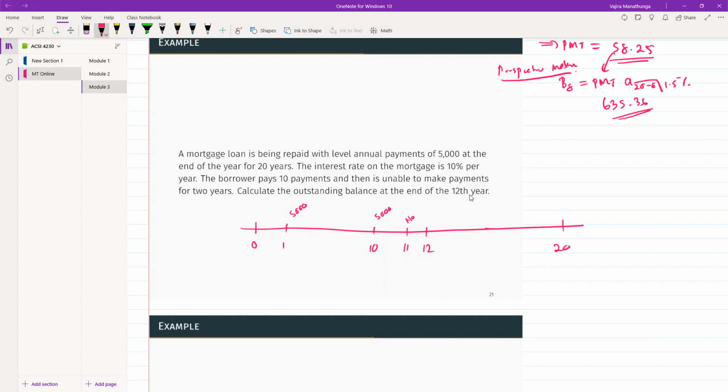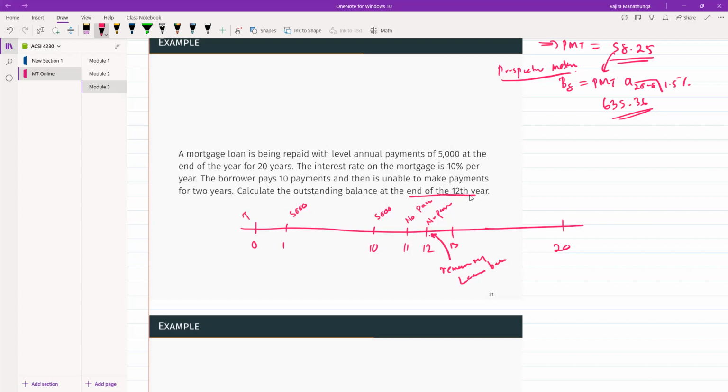So for this one, no payment. And this one, no payment. So then we need to know, at the end of the 12th year, so this is the end of the 12th year, at this point, we want to know the remaining loan balance.